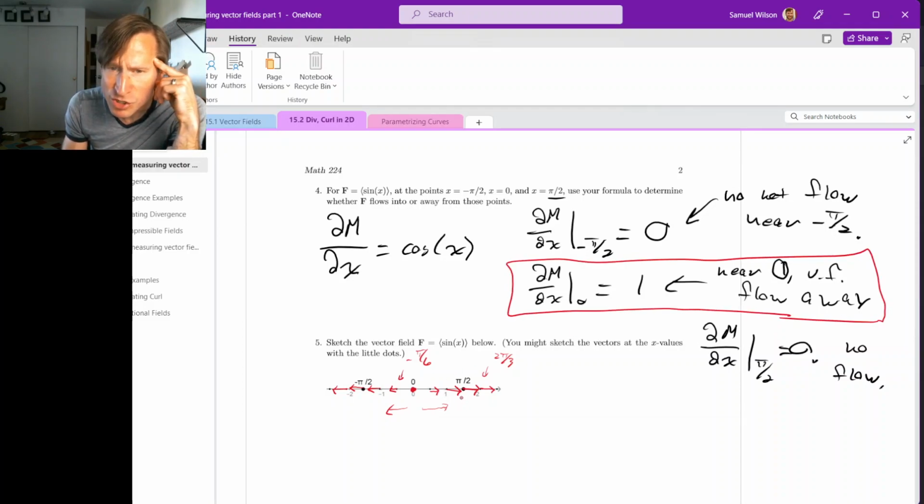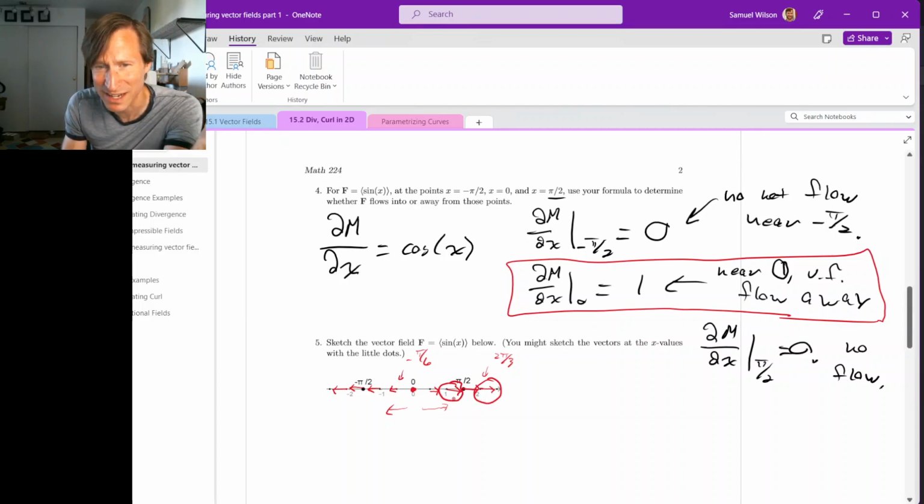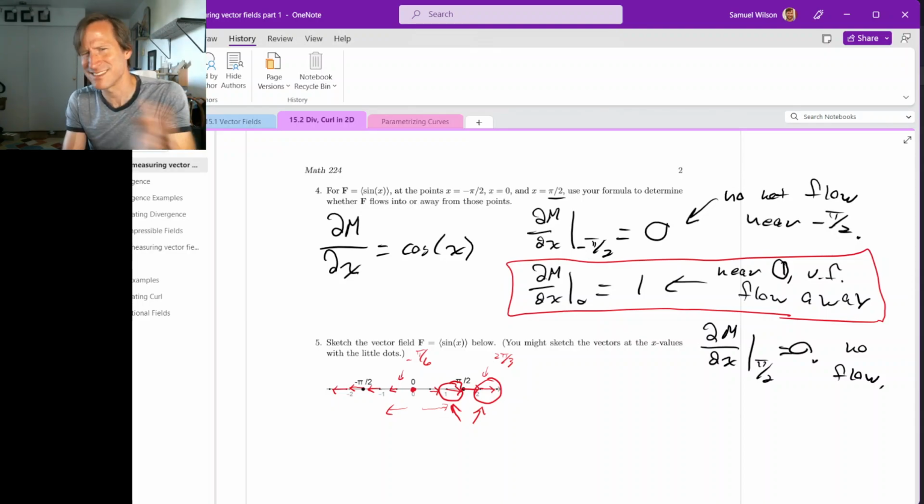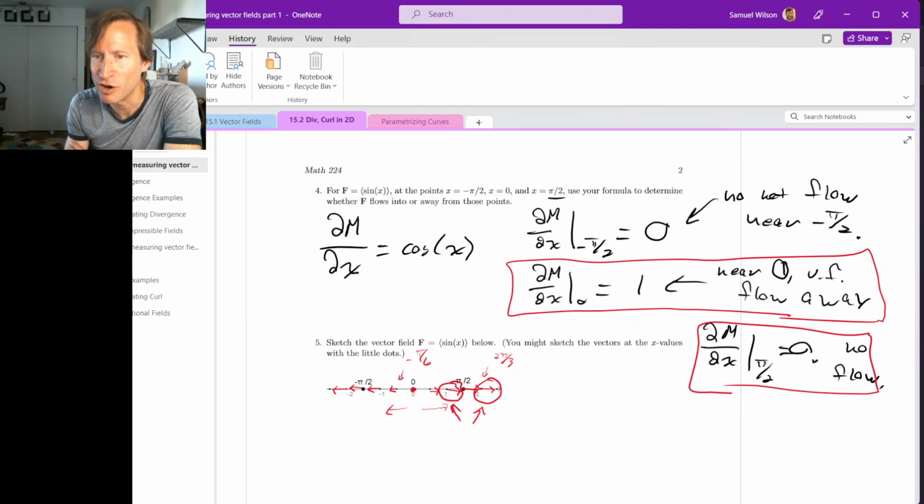Near pi over 2, to the right, it's flowing out, away from pi over 2. But to the left of pi over 2, it's flowing into pi over 2 at about the same rate, evidently, right? Because these two vectors are the same length. So it seems like on net, in total, there's no total flow into or out of pi over 2, since the flow out looks like it's the same as the flow in, and that verifies this right here. We have no net flow at x equals pi over 2.